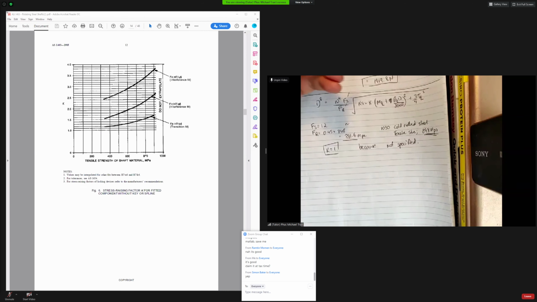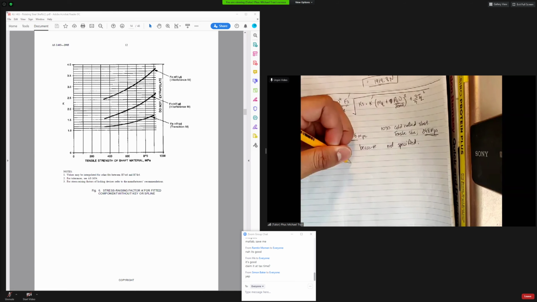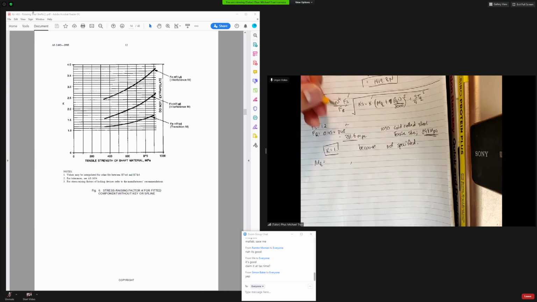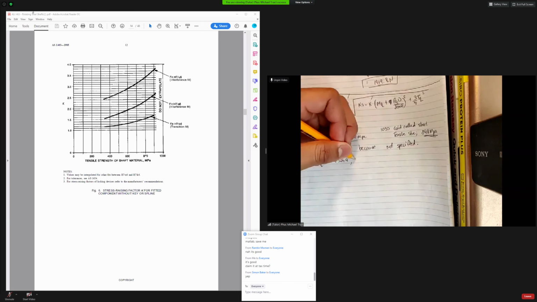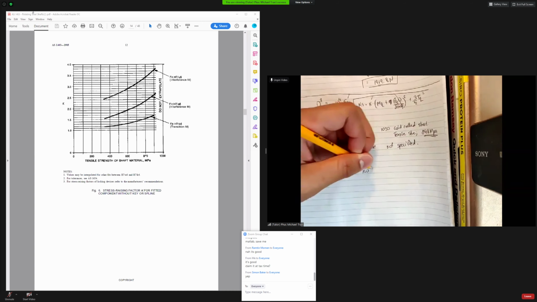So what else have we got? Okay, we don't have KS yet. We'll come back to that. MQ, yes we do. MQ is either 7324.4 or 1919.8, depending on what you're looking at. PQ is going to be 0, so that term can be crossed out because you don't have any axial forces.